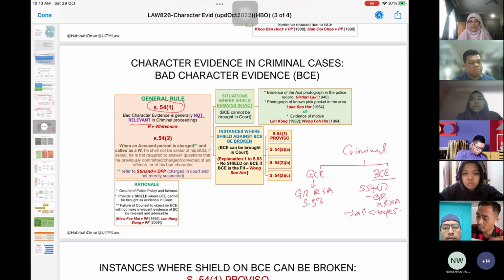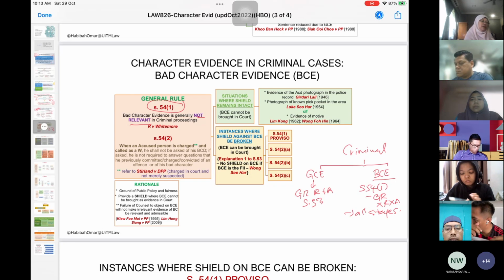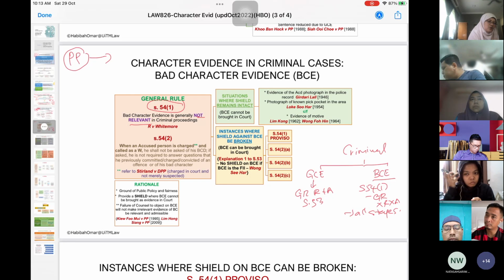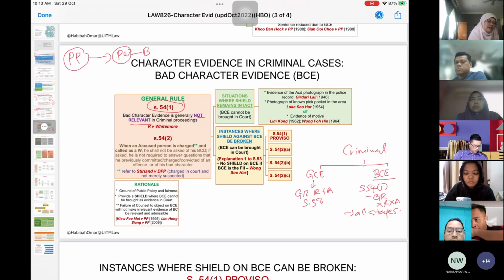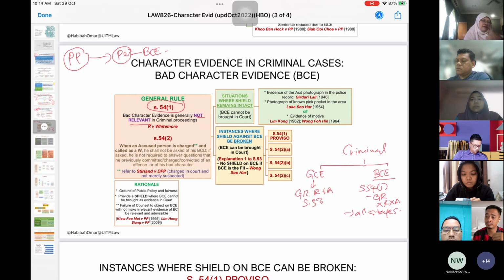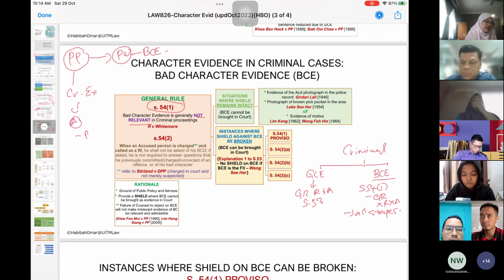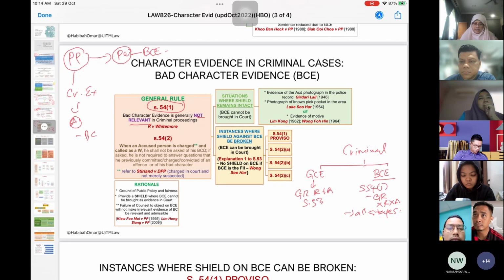Maknanya, bad character evidence tidak boleh dibawa langsung pada mana-mana stage bicara. Be it the prosecution stage ataupun defense stage. Maknanya, dekat prosecution stage, the public prosecutor ni tak boleh soal saksi dia untuk bawa bad character evidence of the accused person. You get the picture? So this will be the proposition. Of course lah, bila dekat defense stage, the public prosecutor tak boleh nak cross-examine the accused person with regards to his bad character. So, dalam section 54 subsection 1, the general rule tidak membenarkan bad character evidence berlaku pada setiap waktu. General rule-nya. Now, kalau you baca section 54 subsection 2.